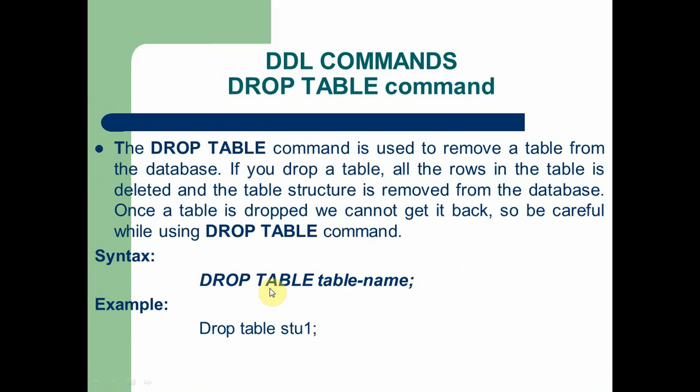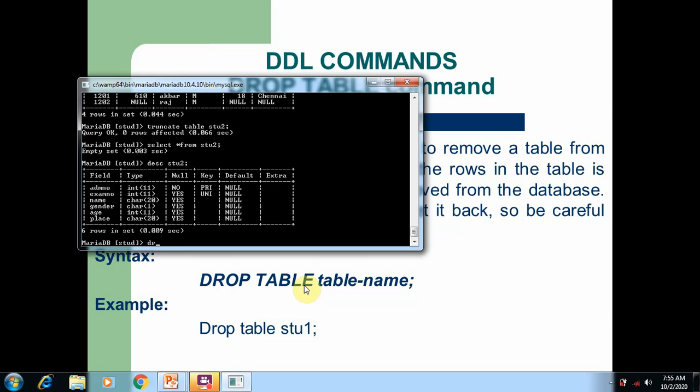Now the next command is DROP TABLE. This command is used to delete all the rows as well as the structure of the table. If you want to delete a table permanently and remove all of it, including the records and the structure, then you can use DROP TABLE. It is the third command in the DDL. So now I'm going to use the DROP command, which will delete the records as well as the table structure.